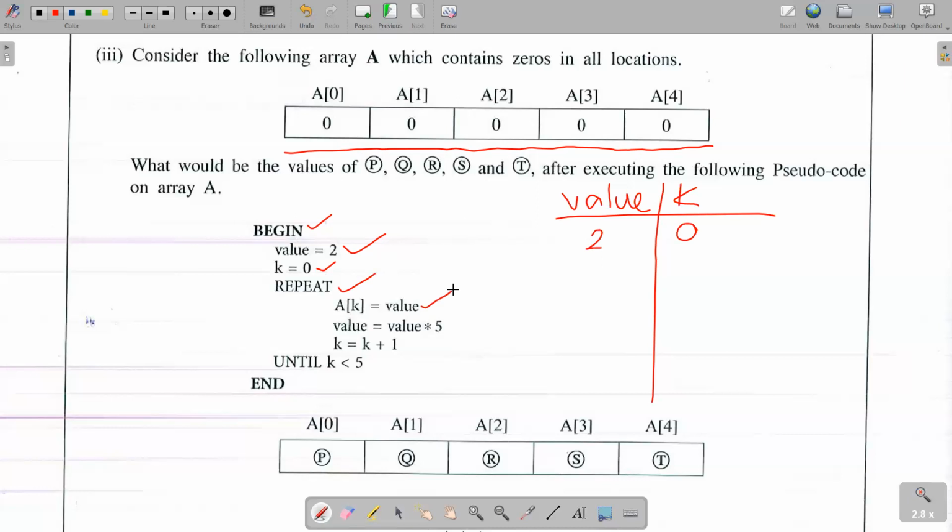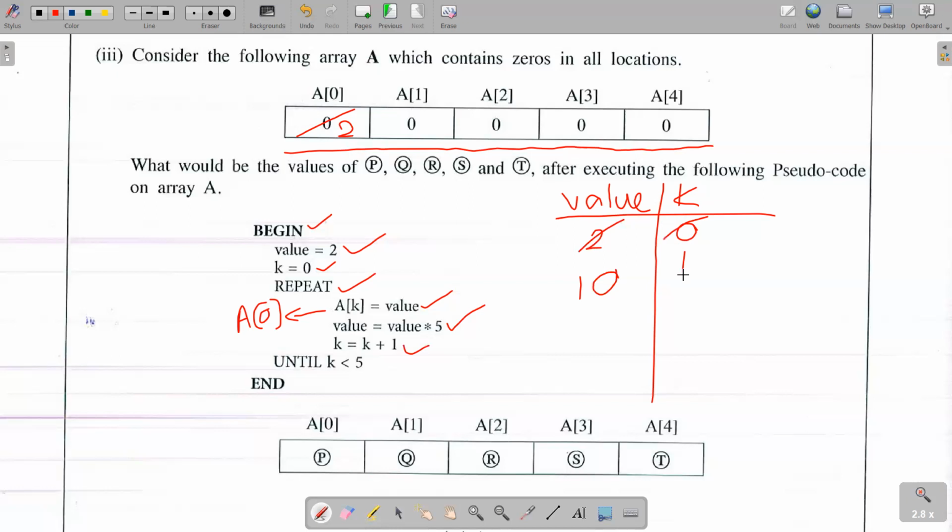A[K], value is given to the A[K]. So value is 2 given to the A[K], that means A[0], because K is 0, A[K] means A[0] this time. Right, so to A[0], the value must be given. So now A[0] can be 2, not 0 anymore. And value equals value into 5. So 2 into 5 is 10. It's a new value. K equals K plus 1. 0 will become 1.